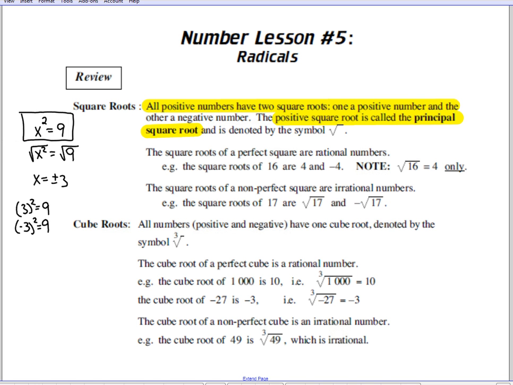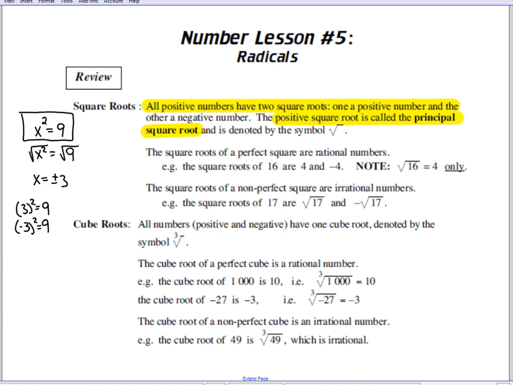When you have a negative times a negative, it's a positive. Now, in grade 10, we're focusing on the principal square root. You don't have to stress about doing the plus or minus. We'll be focusing mostly on the positive, but in grade 11, you'll be working with both.